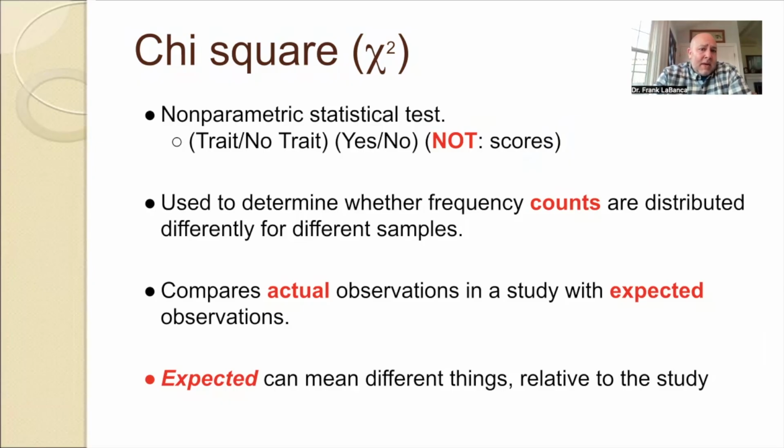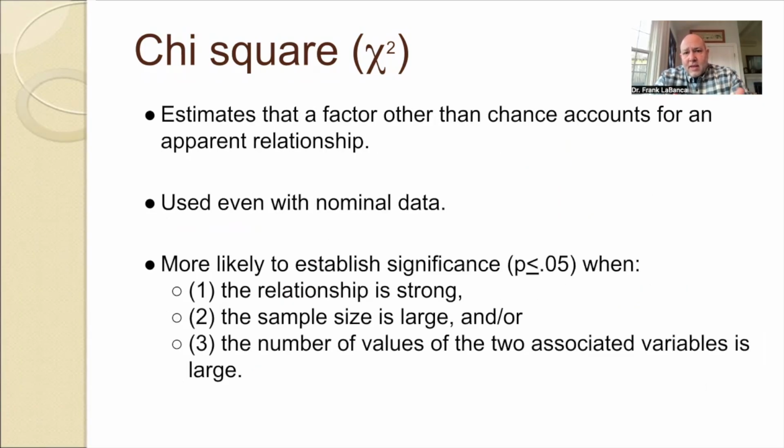And expected can mean very different things relative to what the study is, so I'll give some different examples of how we determine what expected is. Sometimes pre-test data becomes the expected, and the post-test would be the actual. When we look at the examples, we'll figure that out. And the chi-square analysis estimates a factor other than chance, accounting for an apparent relationship. You're more likely to establish significance when you have a good relationship and a large sample size.